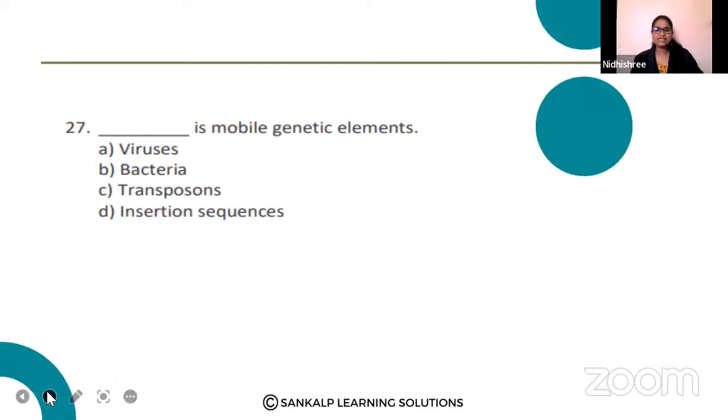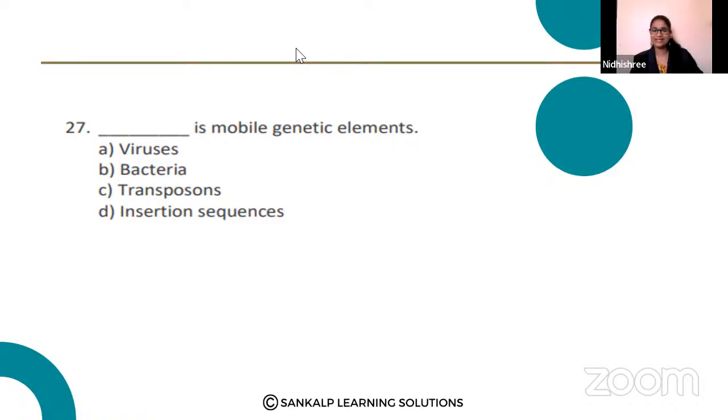Next. Dash is mobile genetic elements. Option A, viruses. Option B, bacteria. Option C, transposons. Option D, insertion sequences. Option C. Option A, ma'am. Option A. Fine.